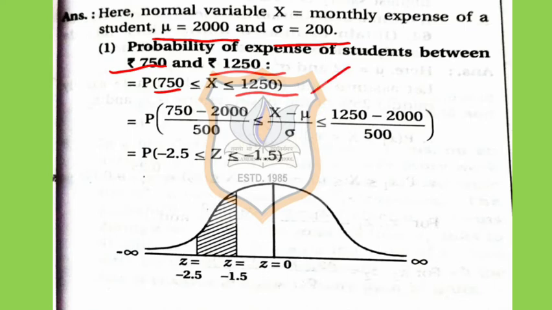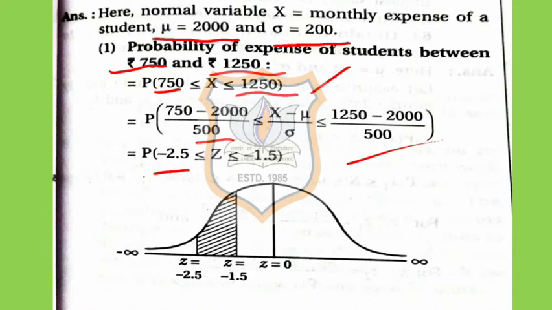Let us convert it into z score. So z1 will be 750 minus 2000 upon 500, because the formula is x1 minus mu upon sigma, less than or equal to z, less than or equal to x2 minus mu by sd, where x2 is 1250 minus 2000 upon 500. So when we solve this, 750 minus 2000 upon 500, it will be minus 2.5.